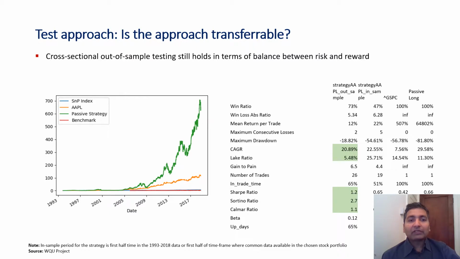Apple benefits a lot from having risen multiplied like 700 times in the last 25 years. Well, if you look at the orange line, which is our strategy run on Apple as an individual stock, this performance still holds, and there's a good balance of risk and reward. What I mean to say is that we have an average growth rate of 21%. Lake ratio is very tiny, 6%, which means our strategy rarely goes into losses. The Sharpe ratio, Sortino ratio, Calmar ratio are particularly good.